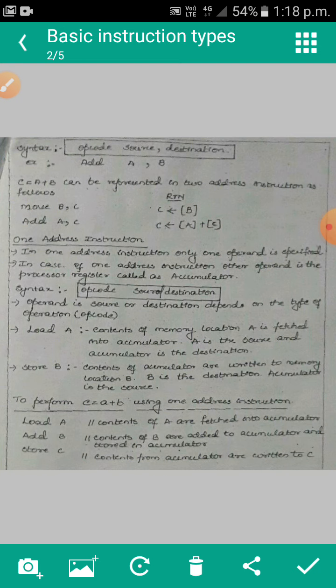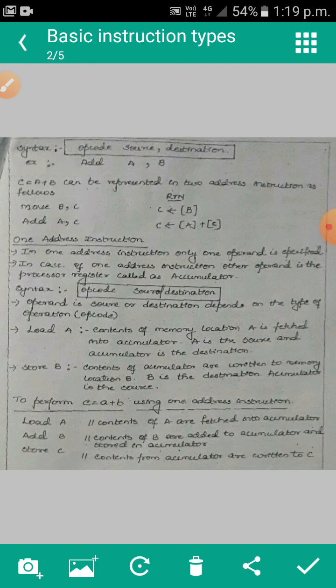And next is the 1 address instruction. In a 1 address instruction only one operand is used. That operand may be a source or may be a destination. It depends on the operation, that is the opcode used. In the case of a 1 address instruction, the other operand is the processor register called an accumulator.